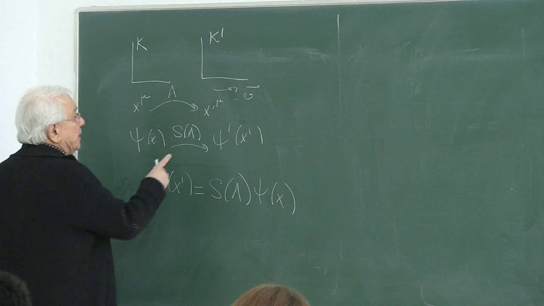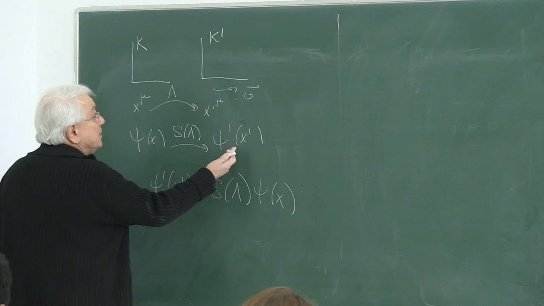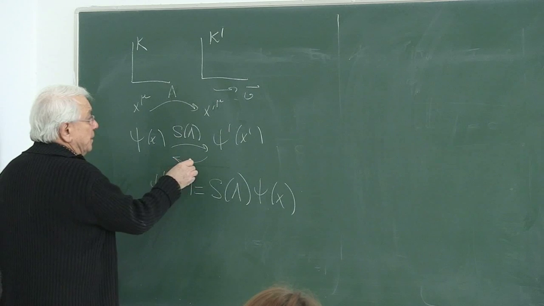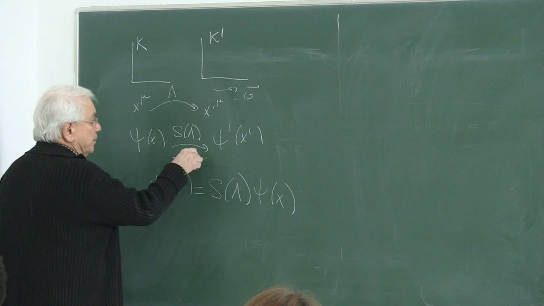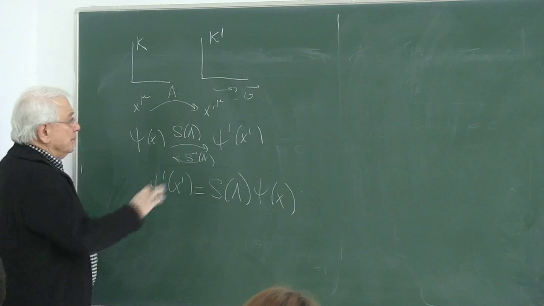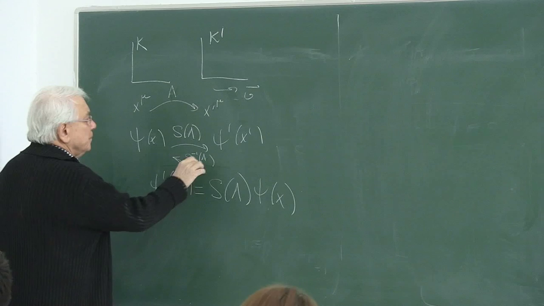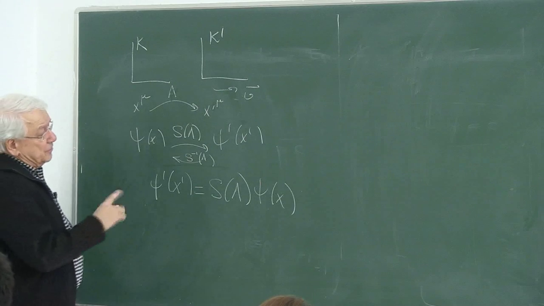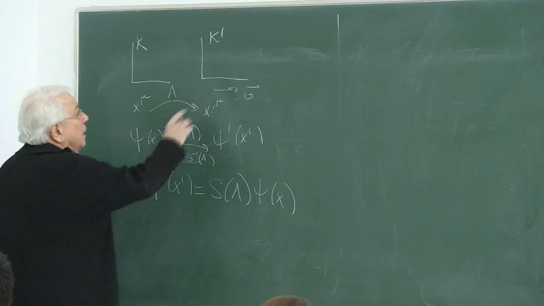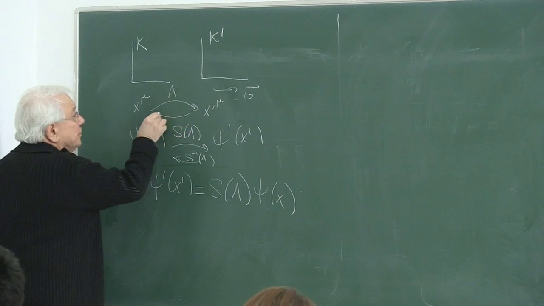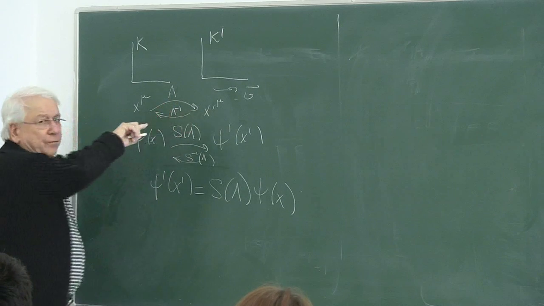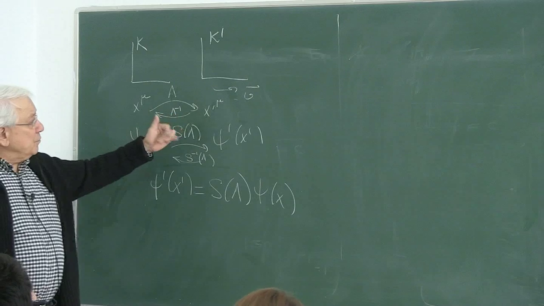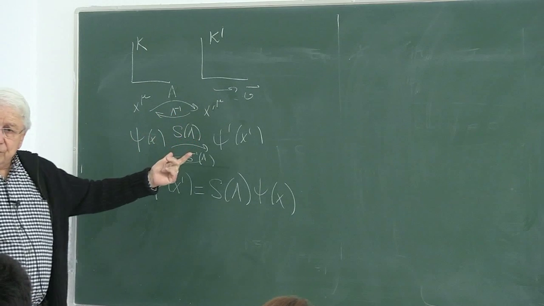If I was relating the primed spinor to the unprimed one, that would be S inverse of lambda, right? In what different manner can I think of this S inverse of lambda? I can think of the following. If this is the lambda inverse, obviously, if you go from x to x prime by the lambda, you go from x prime to x by the inverse of that transformation.